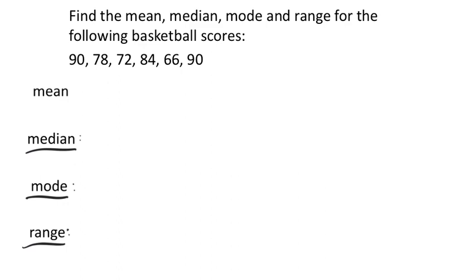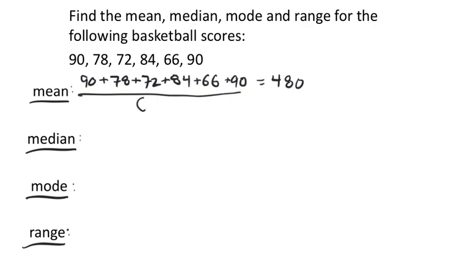So the mean, right, we're just going to take all 6 of these numbers and add them. When we add these together, again just in the calculator, boom, 480. Now, of course, we're going to divide this by 6, because there's 6 numbers. And I got 80. 80 exact. So 80 is the mean.